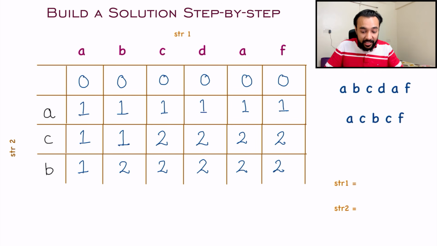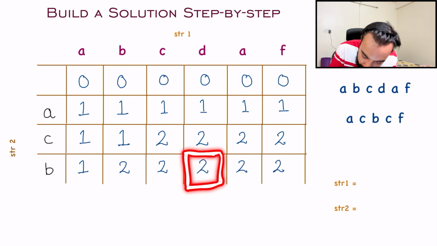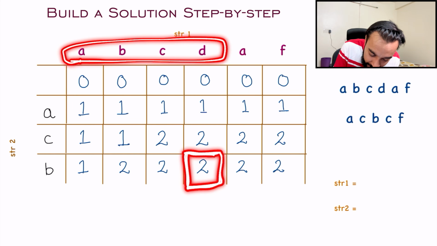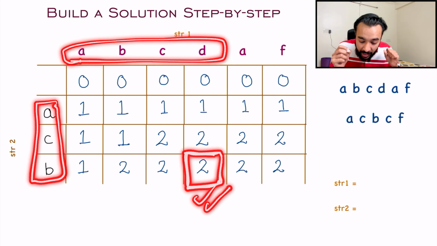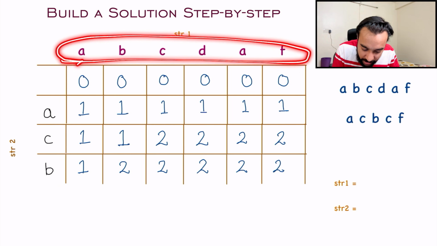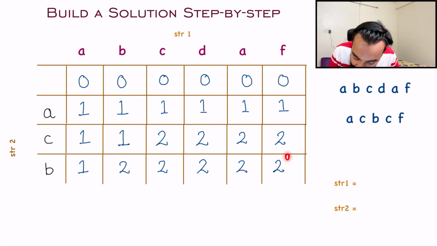And notice that this matrix is actually telling me what will be the length of the longest common subsequence at every instance or at every state. For example, this particular number is telling me the answer when my first string is ABCD and the second string is ACB. So if your question was, okay, find the longest common subsequence between these two strings, then this is your answer. You're getting the idea, right?